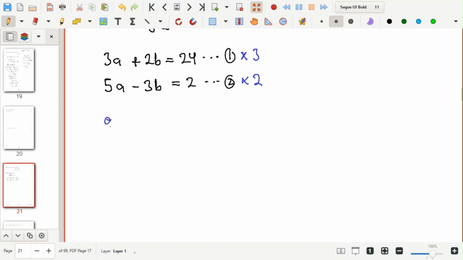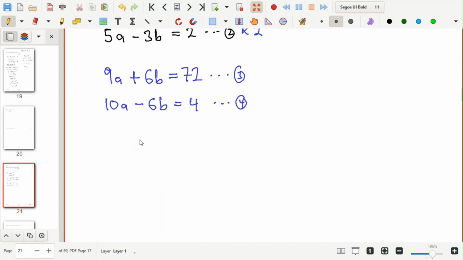So if I do that, I'll get 9a plus 6b is equal to 72. Let me call this one equation 3. Then the second one, this will give me 10a minus 6b is equal to 4. Equation 4. Okay. Now let me add equation 3 and 4 and see what will happen. This will give me 19a. This and this will subtract. This will give me 76. So let me divide both sides by 19. When I do so, I'll get a to be 4.